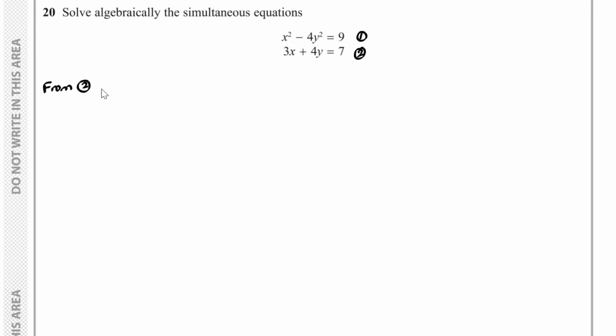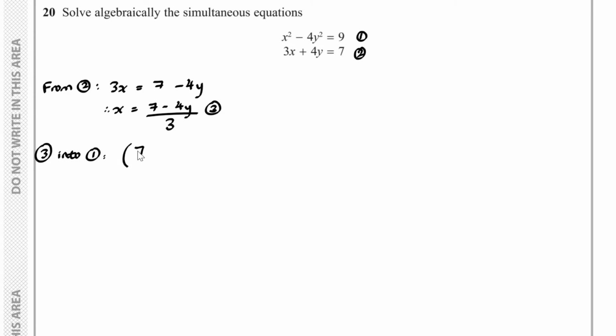So if I call this equation 1, this equation 2, looking at equation 2, that's the linear equation. So from equation 2, we can see that 3x is equal to 7 minus 4y, so therefore x is equal to 7 minus 4y divided by 3. We'll call this equation 3. And now if I substitute equation 3 into equation 1, we've got x squared, so here I've got (7 minus 4y over 3) squared, minus 4y squared, this is equal to 9.